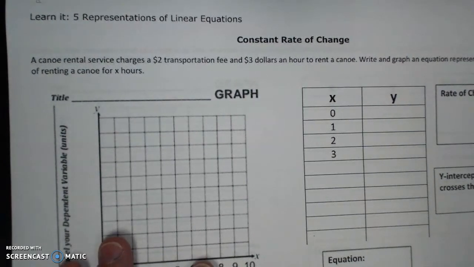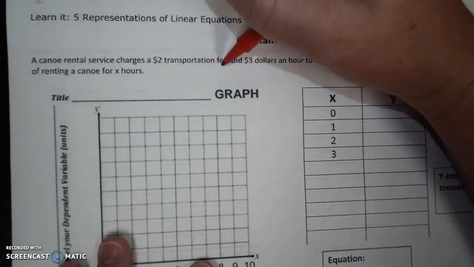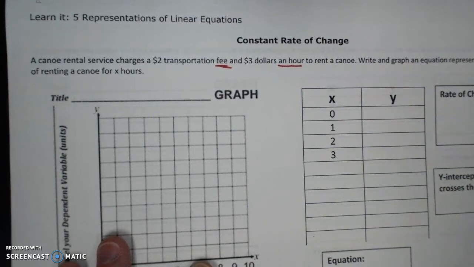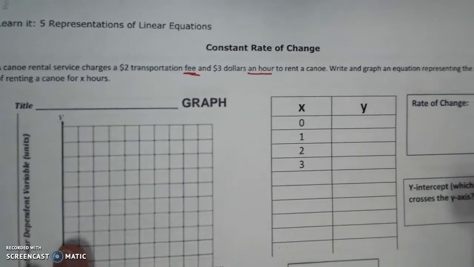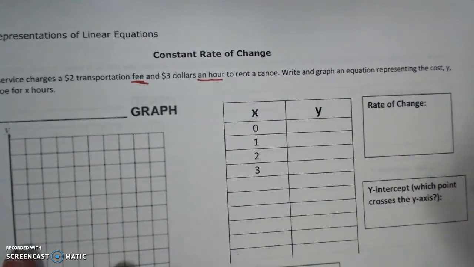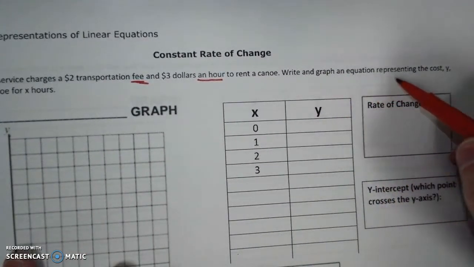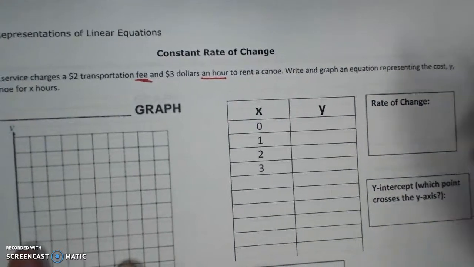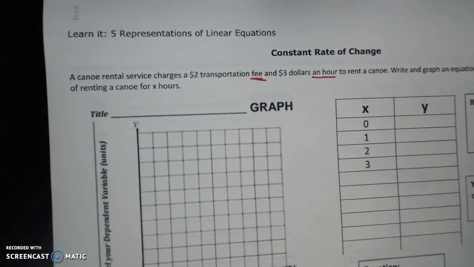So a canoe rental service charges $2 transportation fee. That word fee is important. And $3 an hour to rent a canoe. That's all that needs to be said for you to be able to create those. But they're going to tell you a little bit more information. So it says, write and graph an equation representing the cost, y, of renting a canoe for x hours.